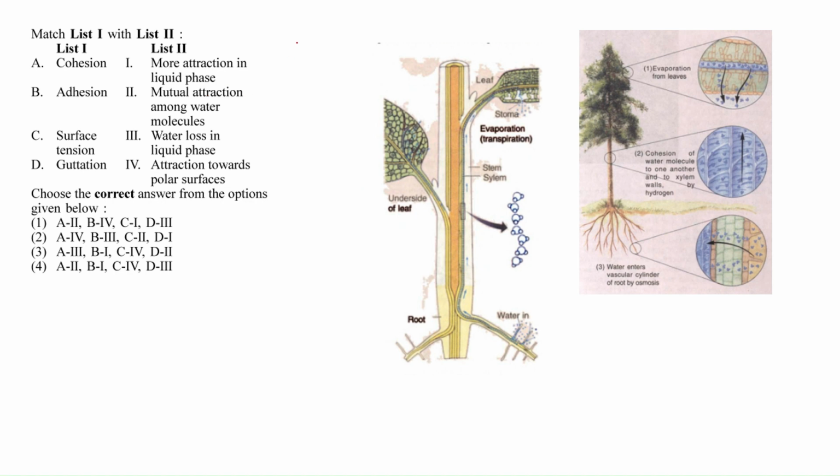In that, we have discussed the cohesion tension theory, which is also known as transpiration pull or the ascent of sap. It actually explains how transportation takes place in plants against gravity, how the water which is taken up by the roots goes all the way up and reaches the leaves. Just imagine in the case of tall trees like sequoia or pine trees.